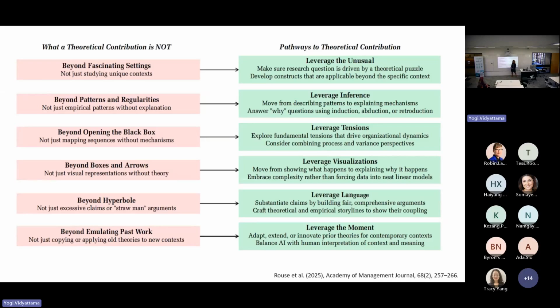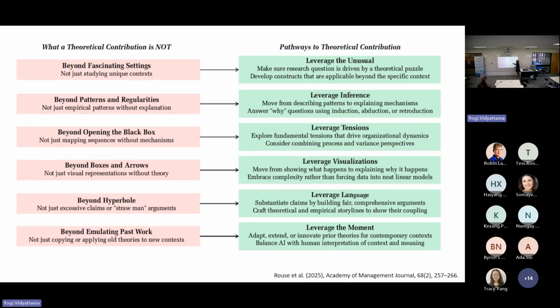Beyond opening black boxes, well, hey, this is a new setting. I've done this extensive qualitative research, but all I did is show you there is a black box, right? But I'm not opening that black box. What's really interesting is opening that black box, not just mapping sequences. Well, this relates to this, or this happens because of that.